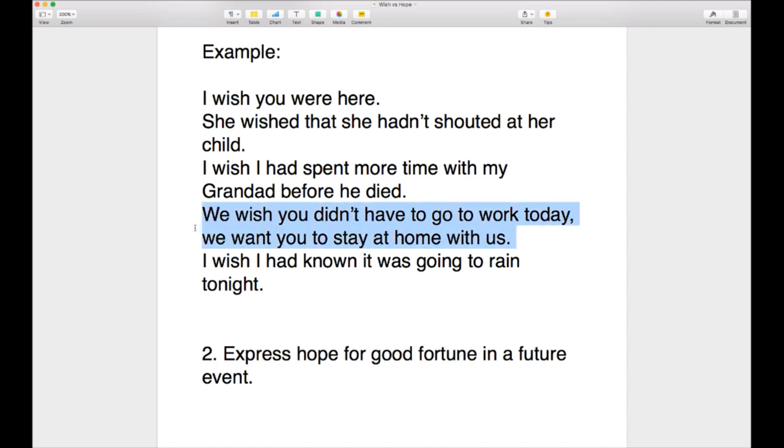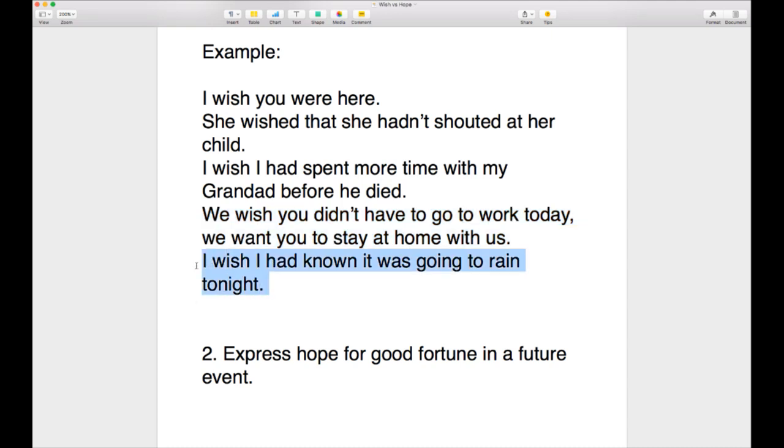Here is another one. We wish you didn't have to go to work today. We want you to stay at home with us. All right, so it's impossible, well, not impossible, but it's very unlikely that whoever we're asking to stay home will be able to because they have to work. So we use the word wish. We know you do have to go, but we wish you didn't have to.